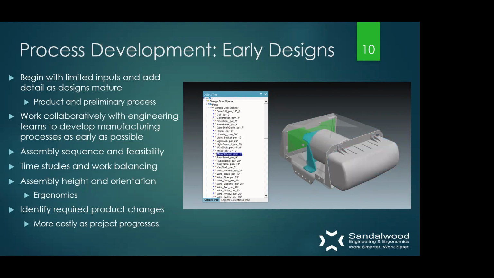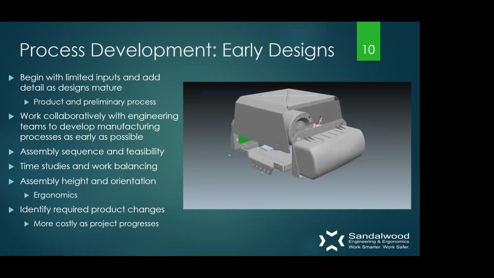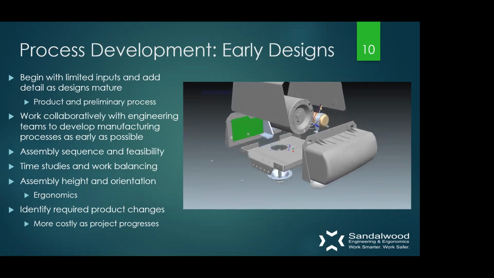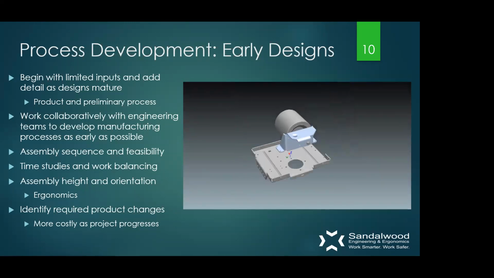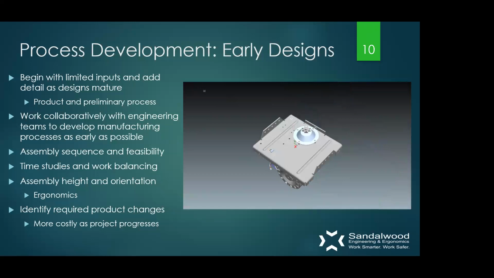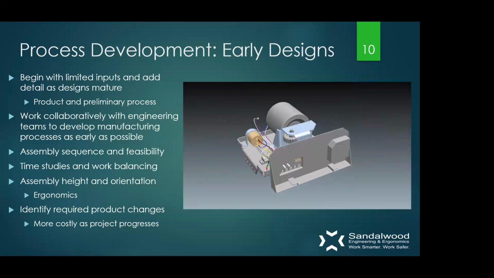We can begin very early on with very limited inputs, right? Essentially, if we just have some product in a preliminary process, we can start looking at these things. Usually this means working very collaboratively with various engineering teams to develop the process as early as possible. Oftentimes these are groups that may not even talk to each other. They're all working in their own sandbox, and we use the simulation model to bring everyone together.